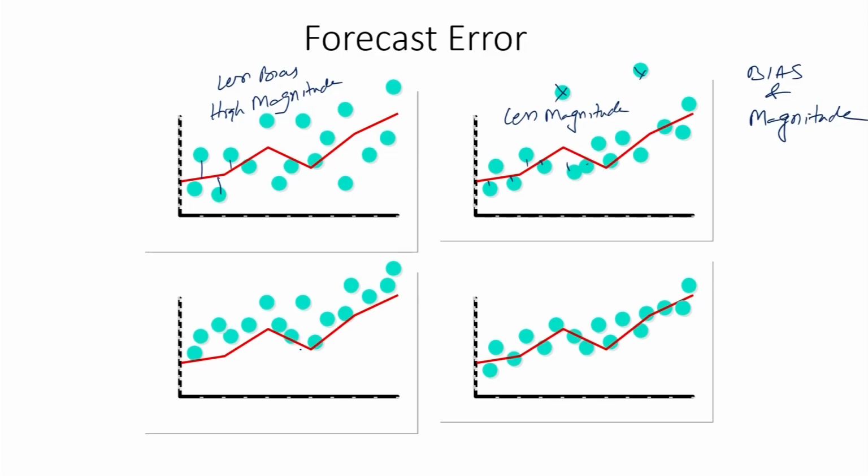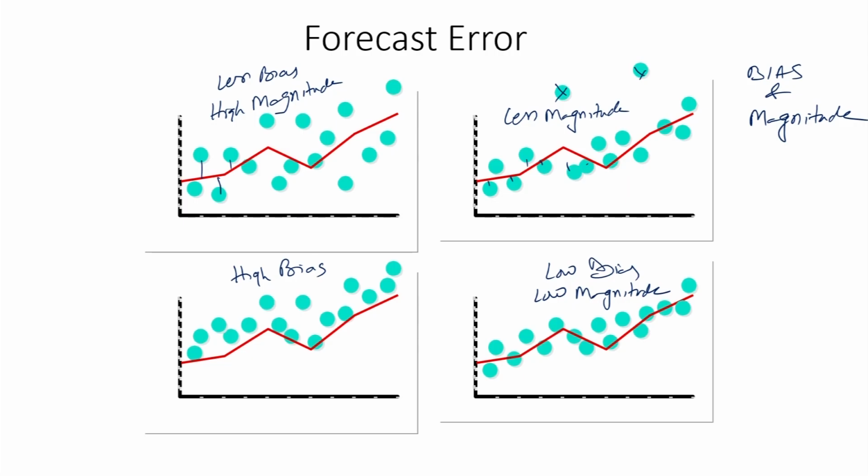Now, look at this, this is having high bias, overestimation. You are always overestimating the actual demand. Okay. And this is also a case which is having a low bias, because your forecast, the blue color dots, are on both sides of this, and this has low magnitude also. Okay. Low magnitude also like this.